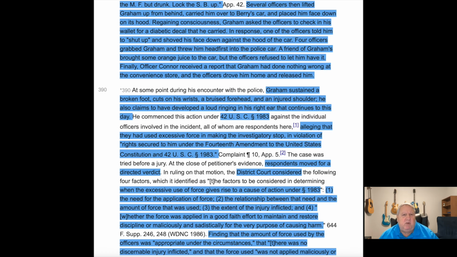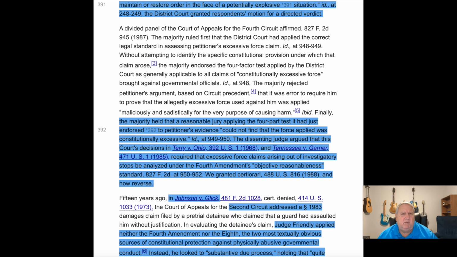Finding that the amount of force used by the officers was appropriate under the circumstances, that there was no discernible injury inflicted, and that the force used was not applied maliciously or sadistically for the very purpose of causing harm, but in a good faith effort to maintain or restore order in the face of a potentially explosive situation, the district court granted respondents' motion for a directed verdict. So the officers won at that level, the district court level. They're saying they acted reasonably under those circumstances.